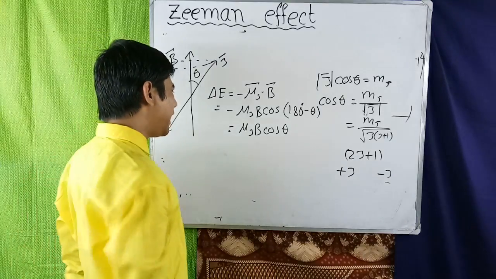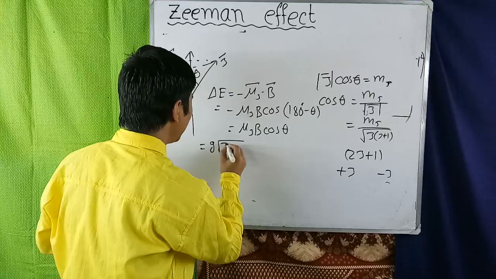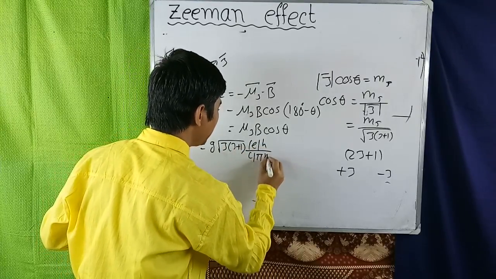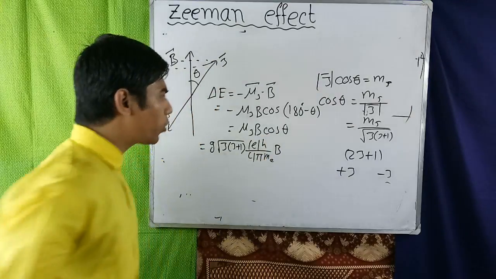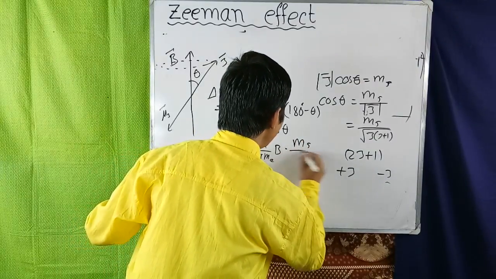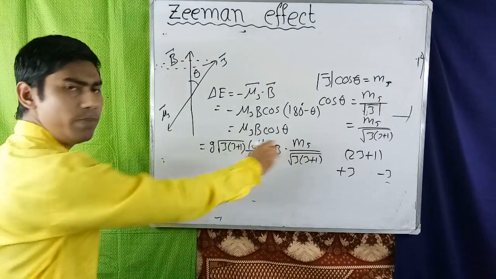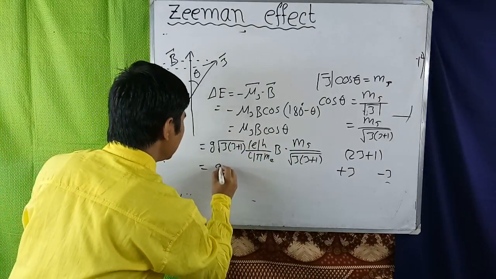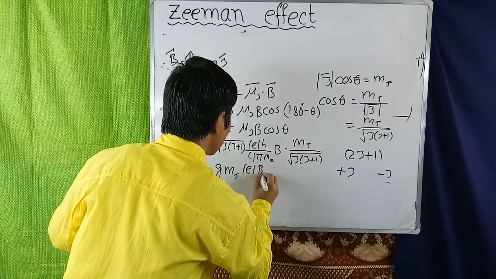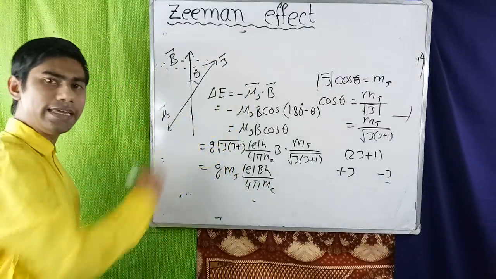Okay, now here if we put the value of mu j, then we will get g into root over j into j plus 1 into eh by 4 pi me into b, and the value of cos theta is mj by root over j into j plus 1. So this is mj by root over j into j plus 1. Now this term will be cancelled, and at last we get g mj into ebh by 4 pi me. Okay, so this is delta E.